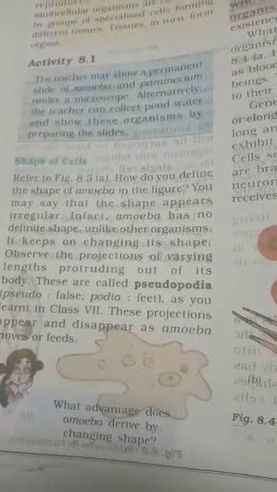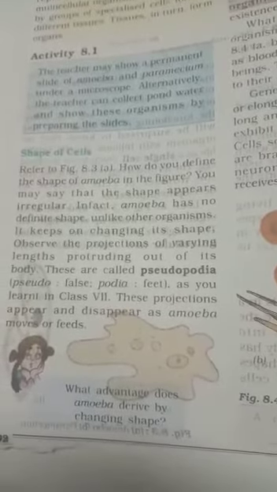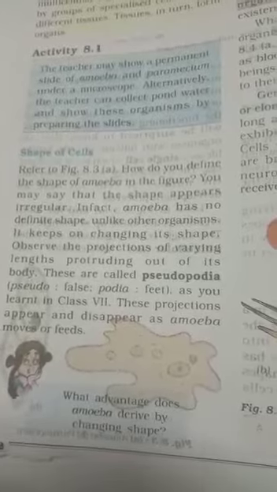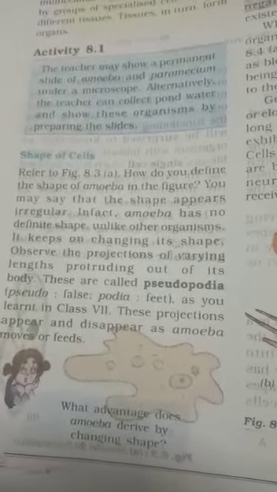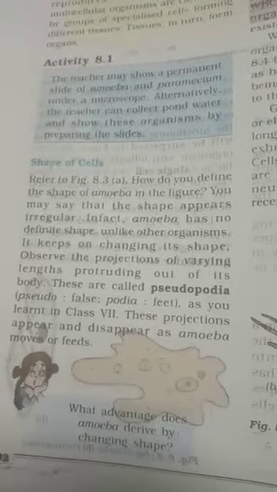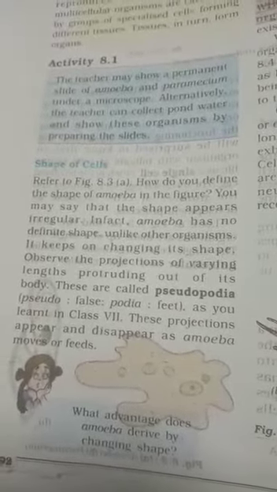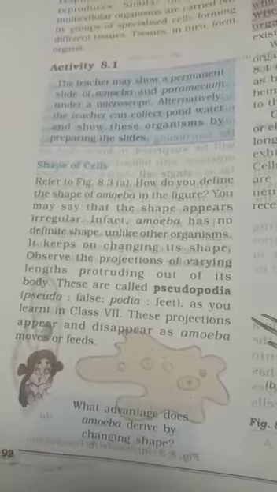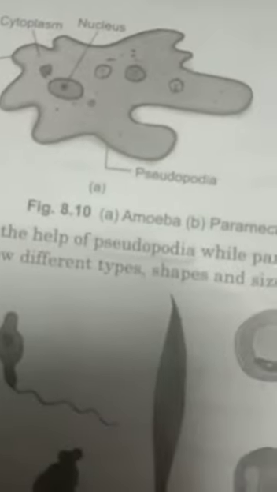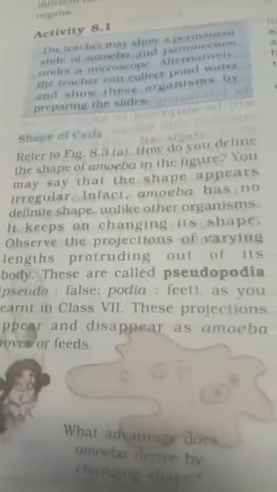Unlike other organisms, it keeps on changing its shape. Observe the projection of varying length protruding out of the body. This is called the pseudopodia. What is the pseudopodia? It is the projection of varying length protruding out of its body. Outside the body you can see small hair-like structures. So that is called the pseudopodia.